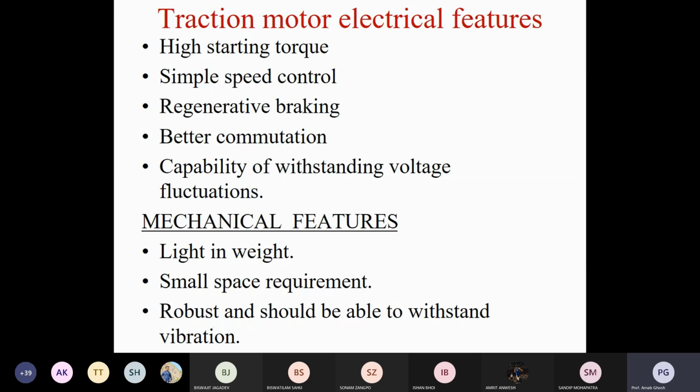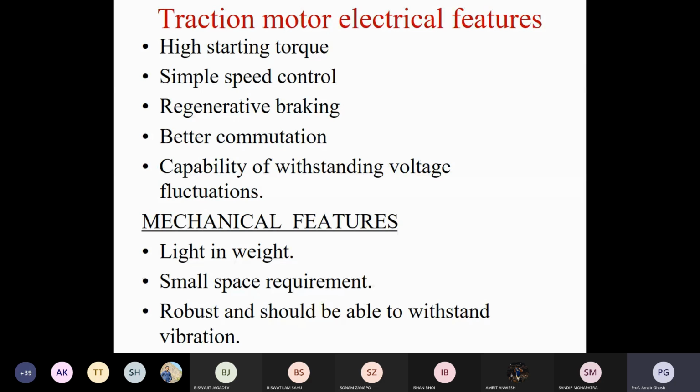That selection depends on your motor specifications. What kinds of specifications are important? The first required specification is high starting torque. You have to overcome the friction effect, the static friction effect in the initial phase, so you have to select a motor which has high starting torque.